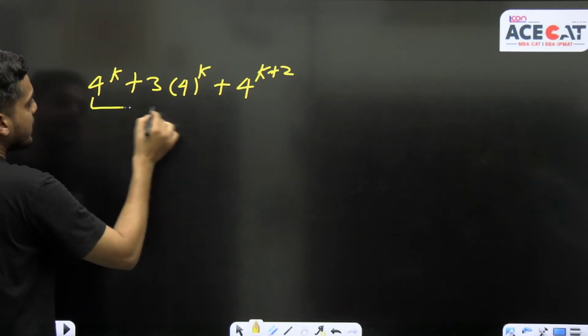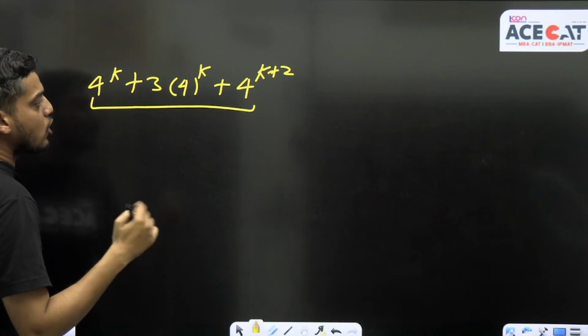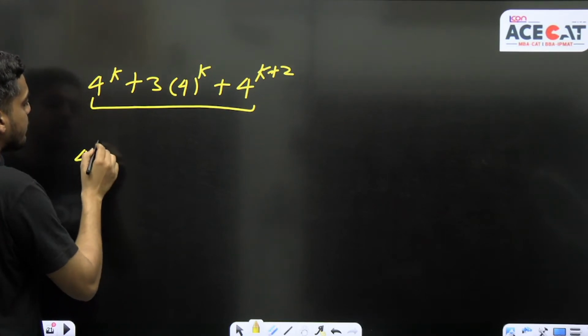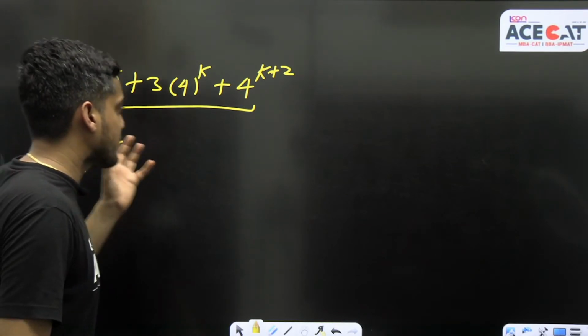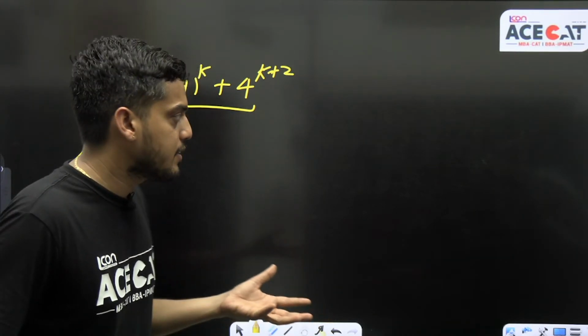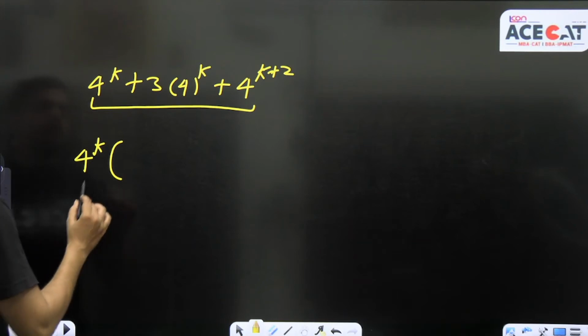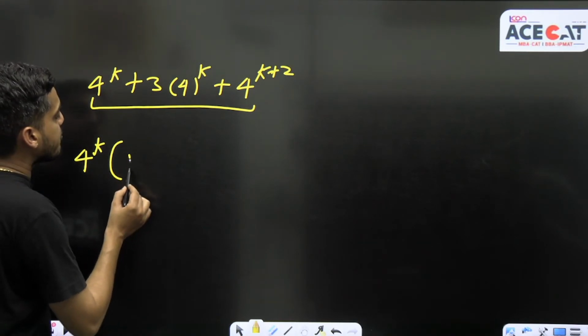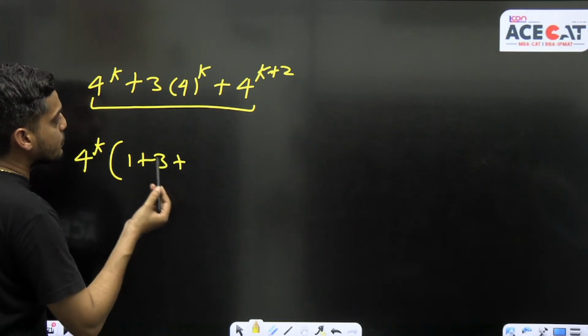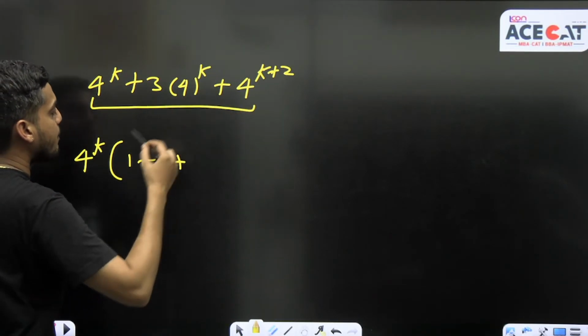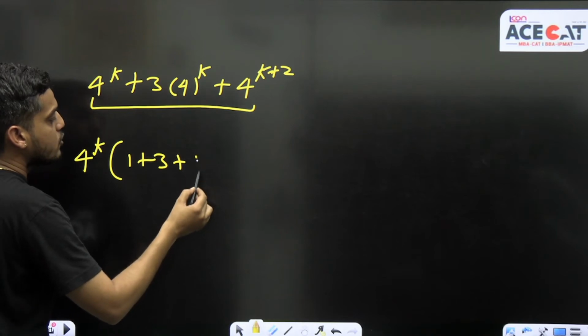So what is common here, beta? First of all, please let me know what is common here. You will say 4 to the power k will be common. We have discussed these methods in our concept classes, guys. So if I take 4 to the power k common, it will be 1 plus 3 plus, since k plus 2 minus k, powers will get subtracted for sure, so it will be 4 square.